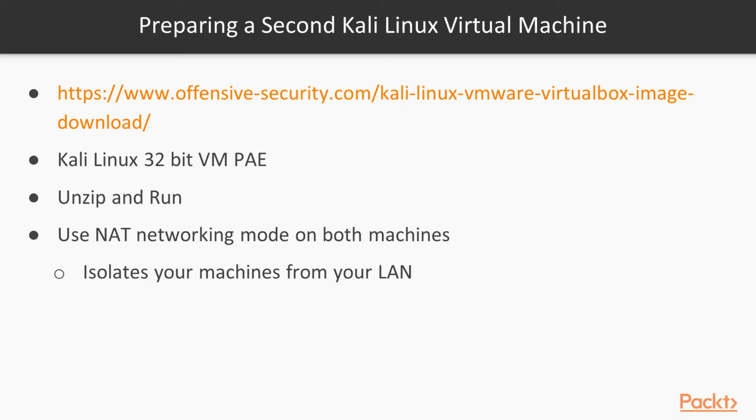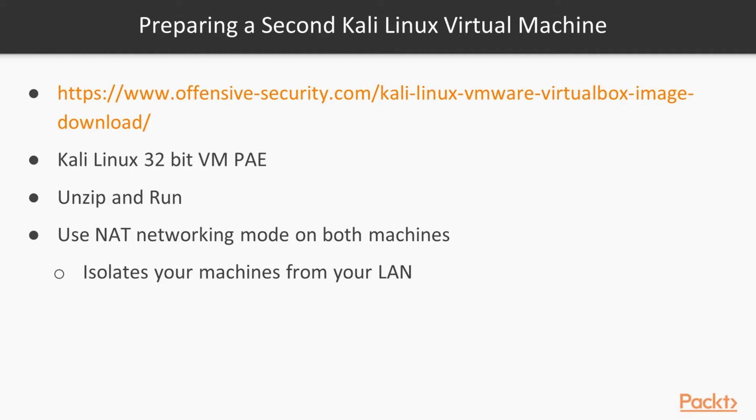You prepare a second Kali Linux machine the same way you made the first one. If you need to, you can re-download the original image. Then you just unzip it into a new folder and run it. You can run two virtual machines at the same time, as long as your machine has enough memory.